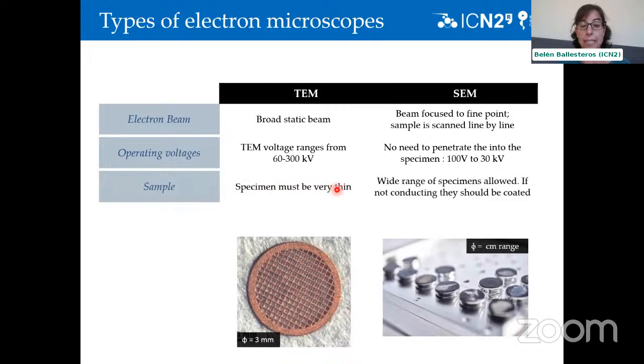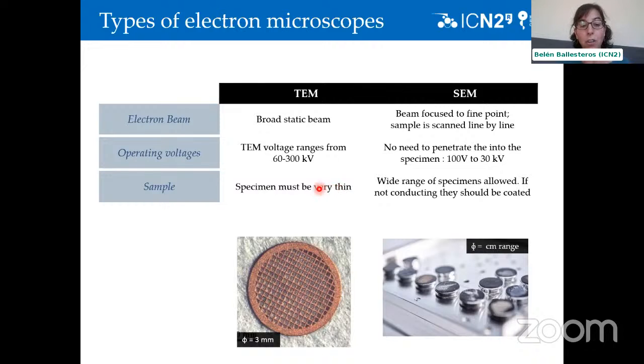With regards to the sample, in TEM, it's quite restrictive because we need the specimens to be very thin. And with very thin, I mean that they have to be below 100 nanometers, depending on the material, but below 100, 150 nanometers maximum. Why? Because we need the electrons to go through the sample. So we really need it to be thin, otherwise they cannot cross.